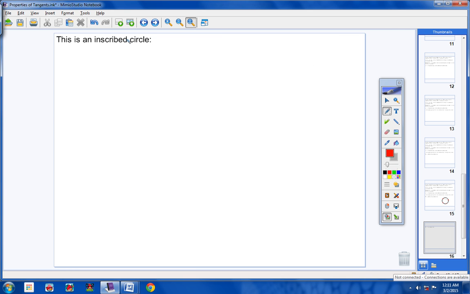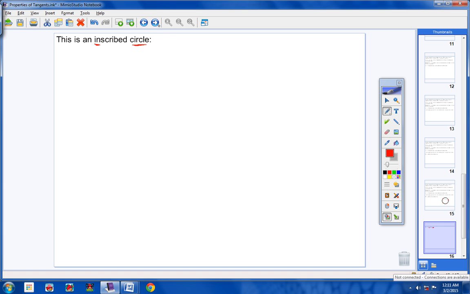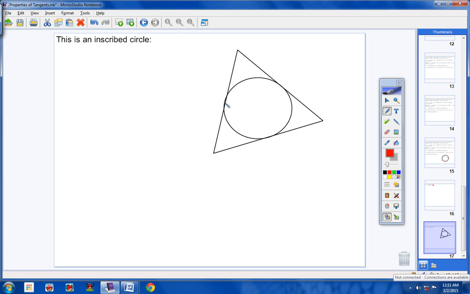Now, the next term is an inscribed circle, and think of the word in. That means the circle is on the inside. So it's going to be the opposite of this. Over here we had polygons being inside of circles. Now we're going to put circles inside of polygons, okay? And so there it is. This would be an inscribed circle, okay? Inscribed circle.